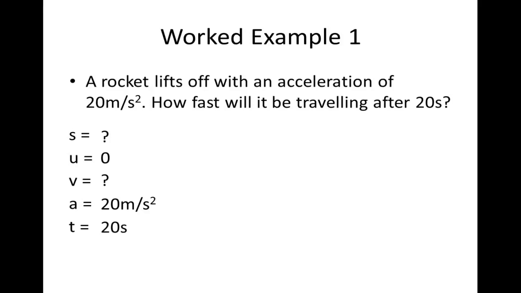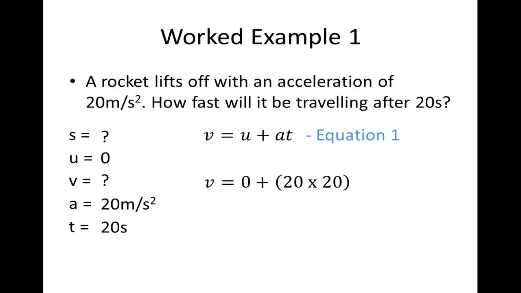So looking at this, we can discard s, or displacement, and use an equation of motion which utilizes u, v, a, and t. And from before, we can use equation 1. Simply substituting in the values, what we get is the velocity is 400 meters per second after 20 seconds.